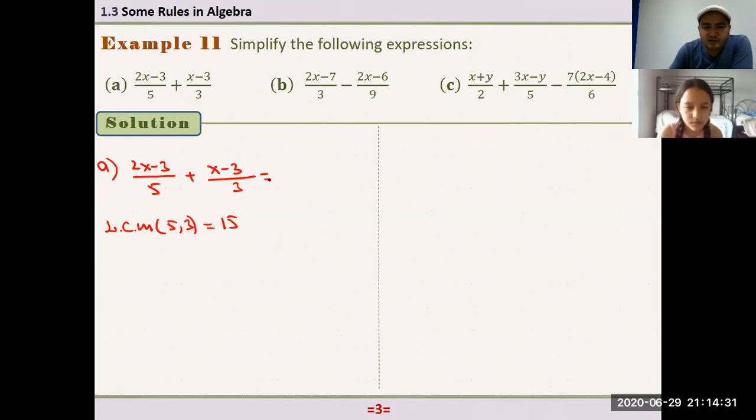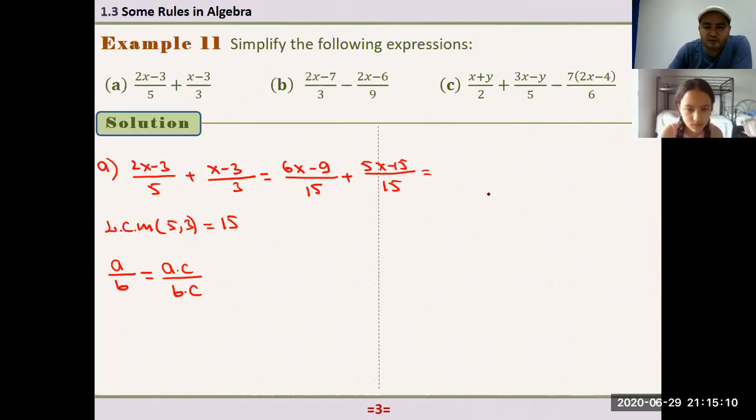So I can write it as multiplied by 3, because I'm using this property of the fraction. If you're given a fraction a over b, and you multiply its numerator and denominator by the same number, the value of the fraction does not change, right? Using this property, here I'm going to multiply numerator by 3, and here by 5. So if you multiply numerator by 3, what do we have here? 6x minus 9 over 15, plus, multiplied by 5, 5x minus 15 over 15.